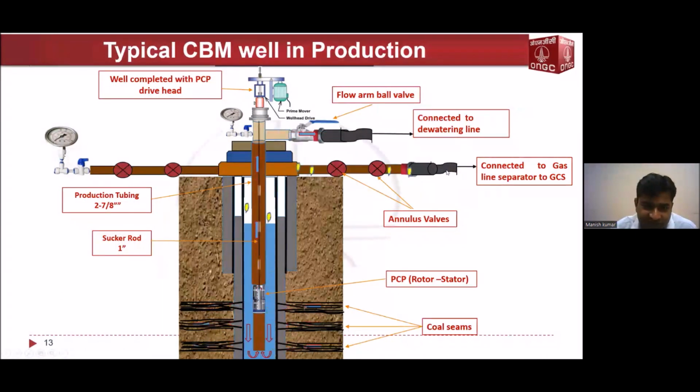So this is the difference from the conventional wells where we have our production from the tubing, and in CBM wells we have our production from the annulus. So this figure itself shows how a CBM well is operating and how the gas is being desorbed from the seams, and finally the production takes place in a CBM well.